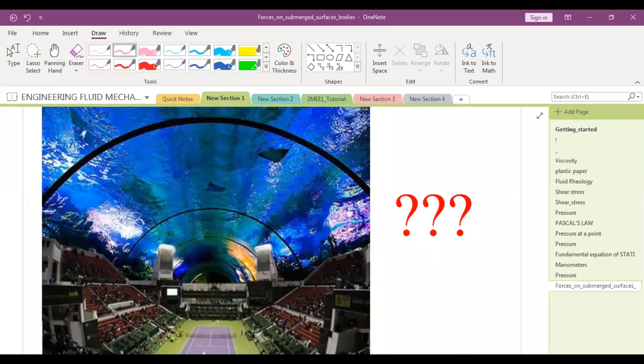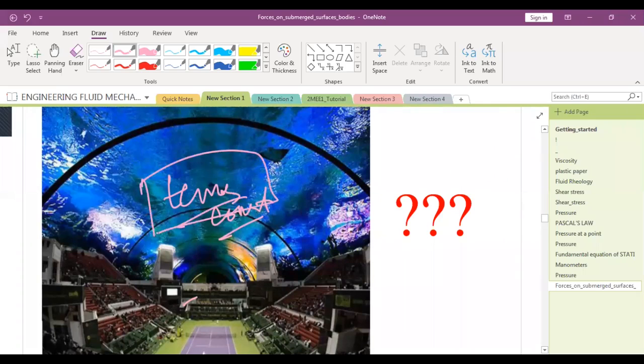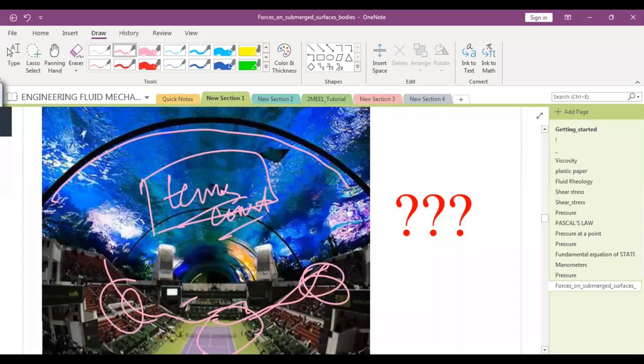What you are able to see is still under construction. You are having a tennis court inside the ocean. This is a similar kind of tunnel, and you will have the entire tennis court and the audience stands here. This is still under construction in Dubai. This is how these engineers will have to find out what the pressure forces on these structures are. So this is the practical utility of this topic.